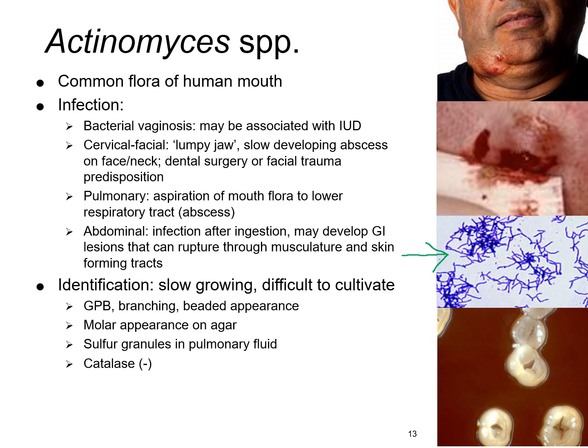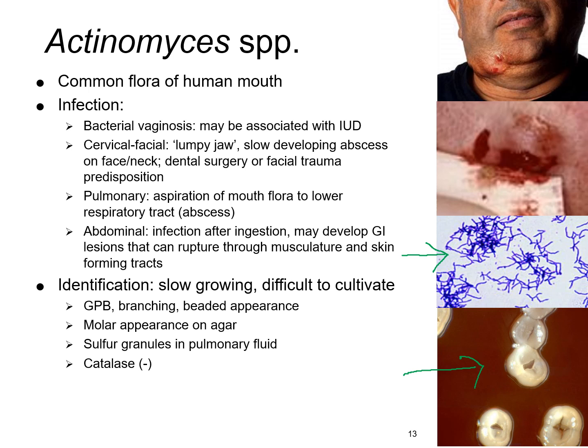They do have a molar tooth type appearance when they're growing on the agar. So you can see here where these look like teeth. The culture's colonies itself looks kind of like a little tooth of some sort. And they also cause sulfur granules in various fluids.